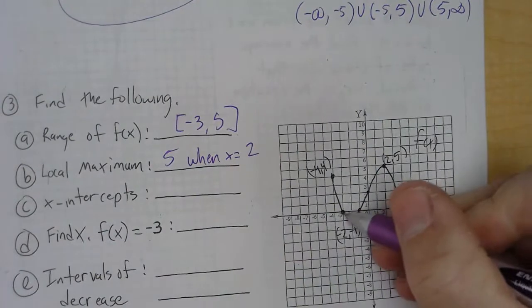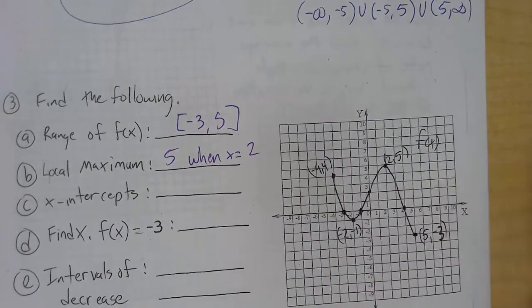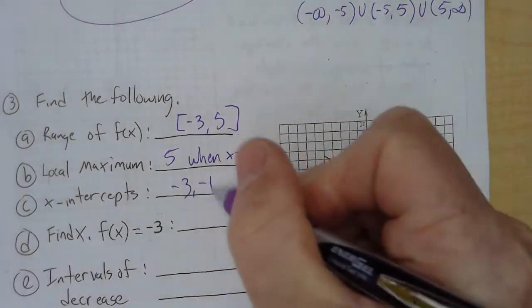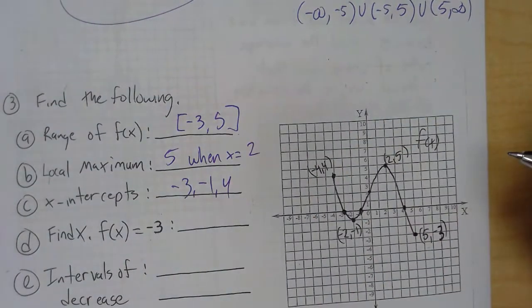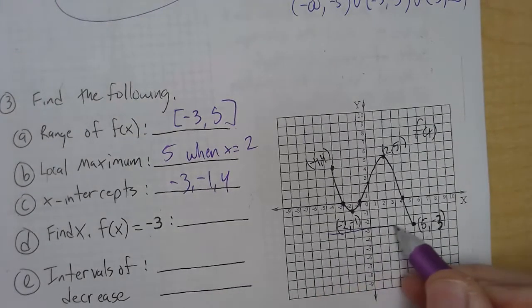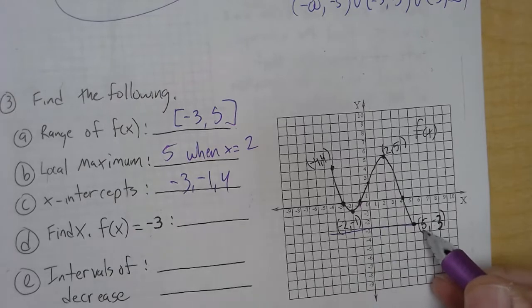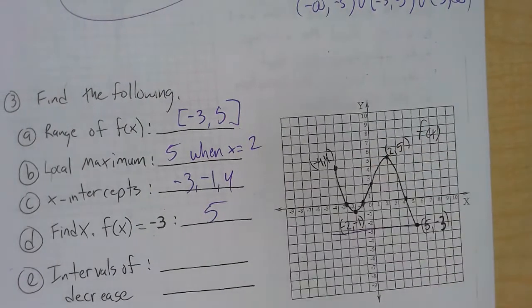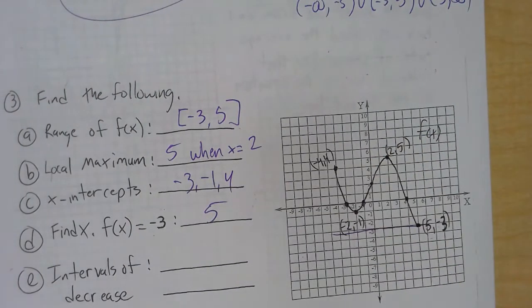The x-intercepts are where it crosses the x-axis. Those are easy. -3, -1, and 4. And then when is the function -3? No, -3. Oh, there's a discrepancy here. So it's -3 when it's 5. So I have a little difference between the answer key and that because I changed it.